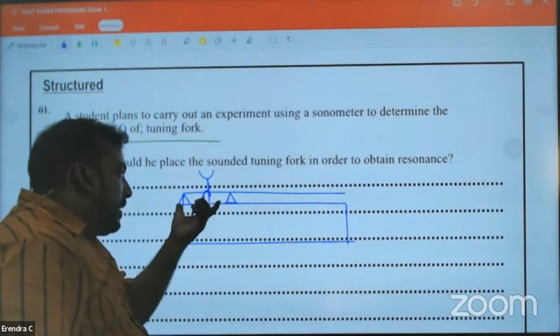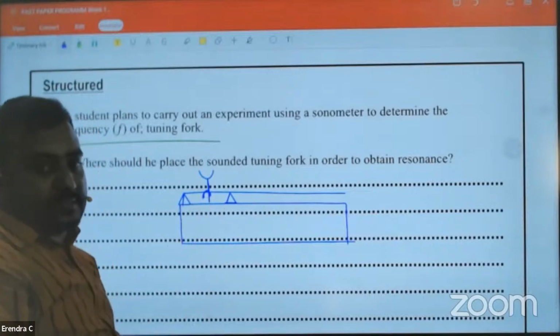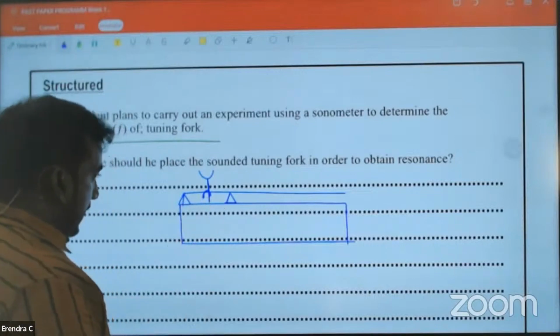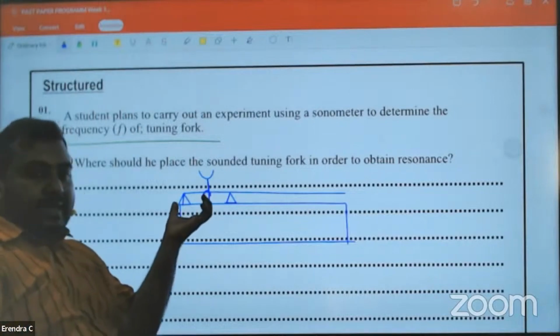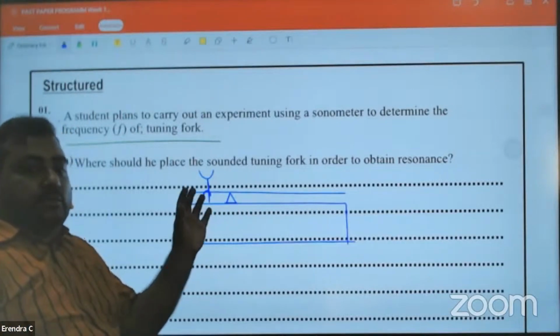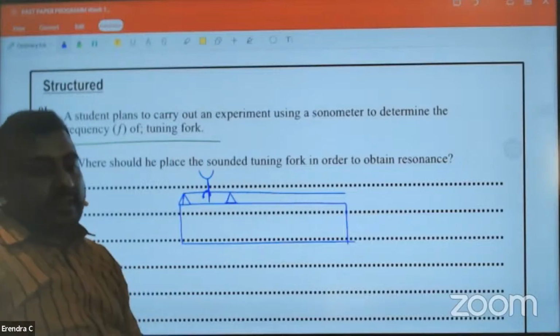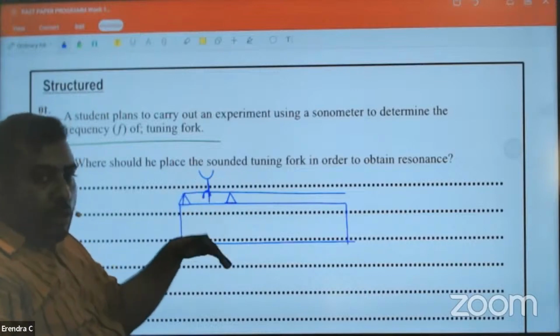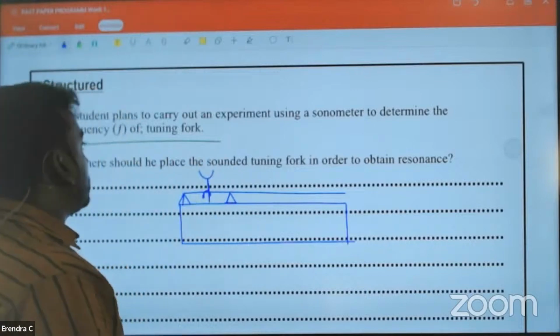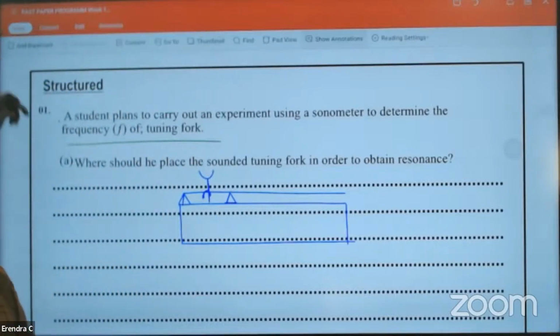and place it between the center of the pegs, or bridges. Center of the bridges. This will uniformly distribute the energy from the box to the wire. From the box to the wire.